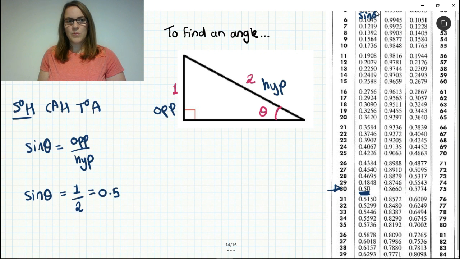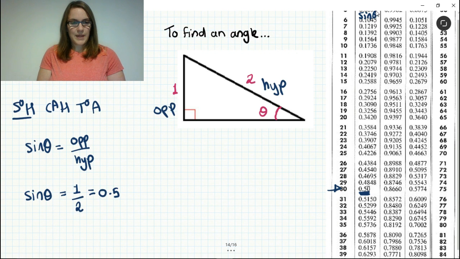We already know what the sine of the angle is and we need to get back to the angle. So effectively we're going the other way in the table. Instead of knowing the angle and looking up the ratio, we know the ratio and we're looking up the angle. How do we use our calculators to find that?